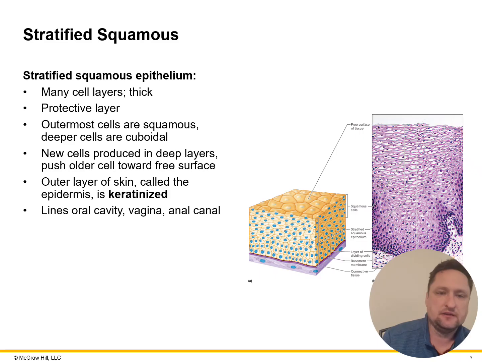So non-keratinized stratified squamous epithelium lines most moist areas such as the oral cavity, esophagus, the vagina, and the anal canal. The continual renewal of these surface cells ensures protection from abrasion as well as infection in high friction areas. So that is stratified squamous epithelium.